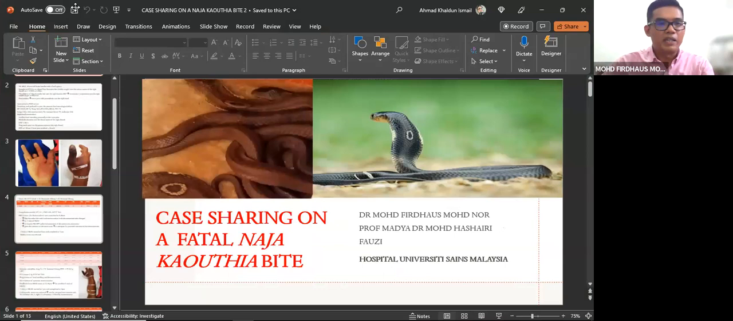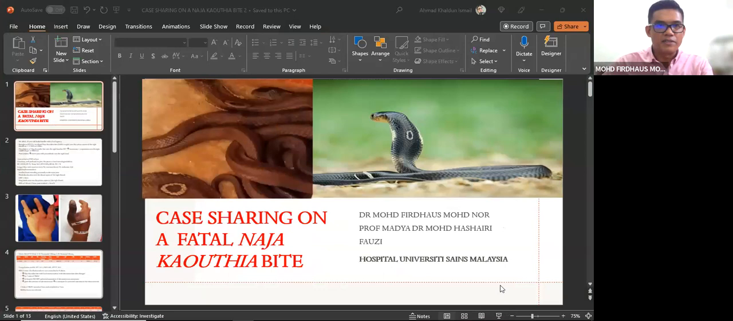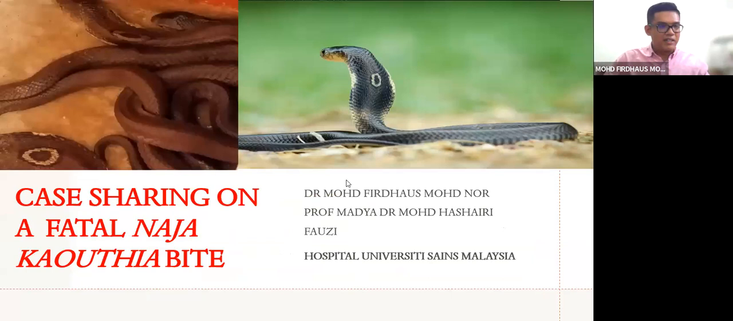Assalamualaikum and good afternoon, professors, doctors, and our future doctors. My name is Muhammad Fidaus, one of the emergency medical officers at Hospital Universiti Sains Malaysia. Today, I would like to share our recent encounter on the fatal case of Naja kaouthia bite. What happened was we had a 33-year-old gentleman, a snake handler with a local agency, brought to us on the 7th of May at 9 in the morning for an alleged freshly caught Naja kaouthia bite over the palmar aspect of the right thumb.